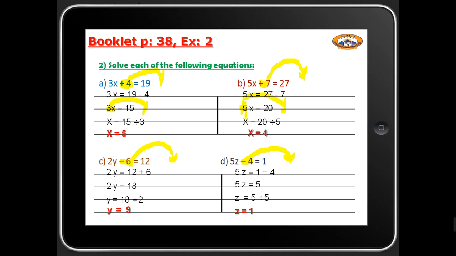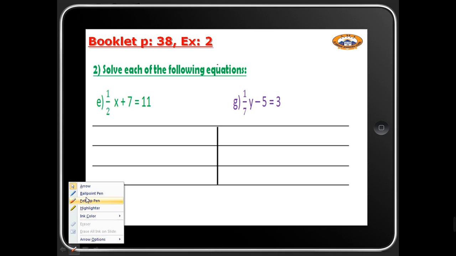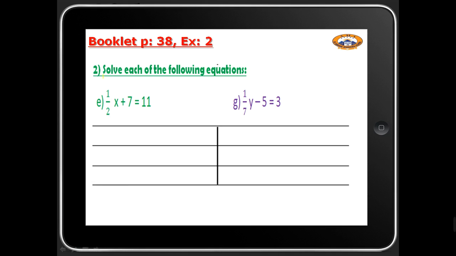So we have more exercises still on this page, so we continue with your booklet, page 38, and now we're going to solve exercise number E. Here, exercise number E, we have also two numbers. We have half of the number x, plus 7 equal 11. So I'm going to get rid of the plus 7 first, because this is the far one from x. So I'm going to move 7 to the other part of the equation.